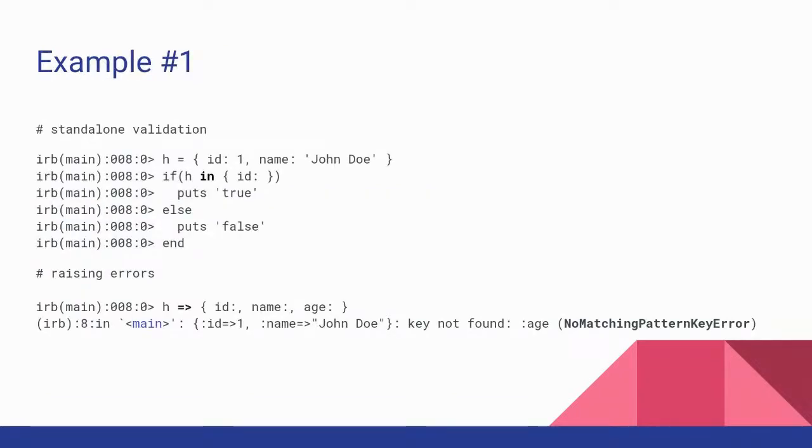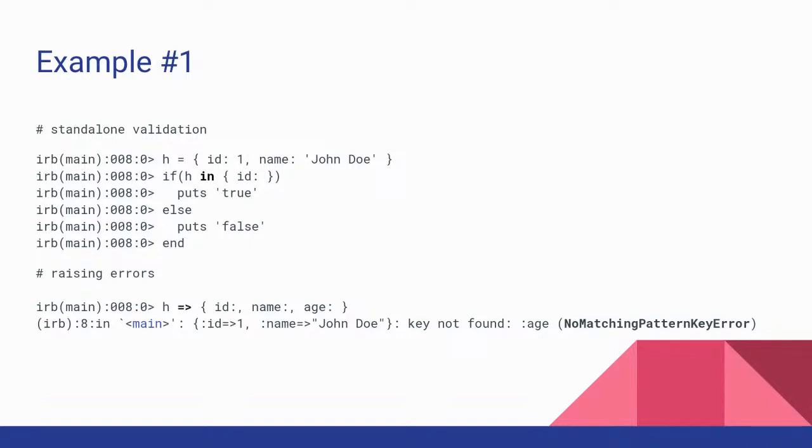Okay, let's take a look at this example where we're doing a standalone validation using the in keyword to match our entire hash against the ID pattern. It basically means that if my hash has a key called ID, this pattern matches, and you can print true. Otherwise, we're going to print false. We have this hash, and we're going to verify whether it has a key called ID, and if that's true, we put true, otherwise false.